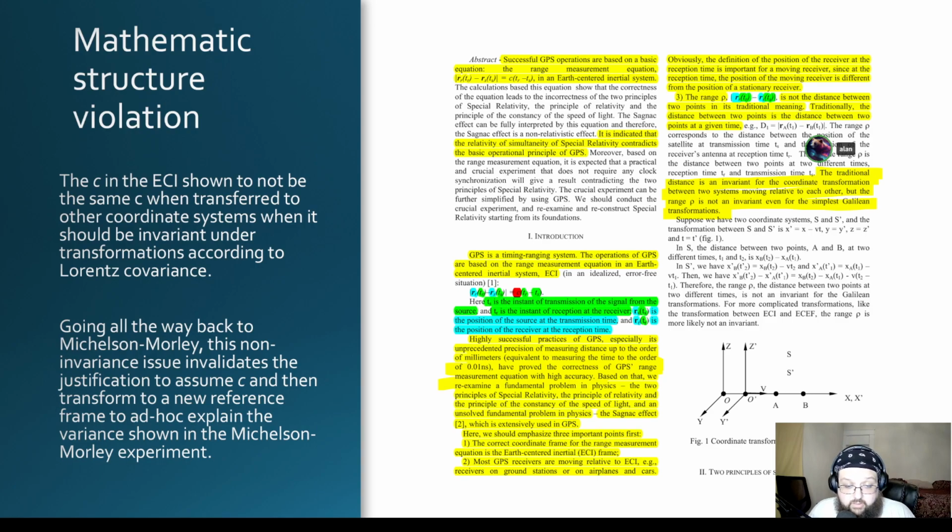Now, if we're on a stationary, non-rotating plane, the same, literal same coordinate system would just be with respect to an ether wind. I'll get into that towards the end. But that's the other interpretation of this coordinate system and how it interprets motion. And we're going to, in fact, see that Earth rotation motion in the way that they're trying to describe it doesn't even exist. So obviously, the definitions for the position of the receiver at the reception time is important for a moving receiver, since the reception time and the position of a moving receiver is different from that of a stationary receiver. And then he restates the range equation here.